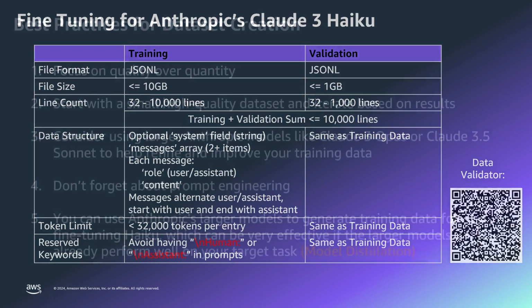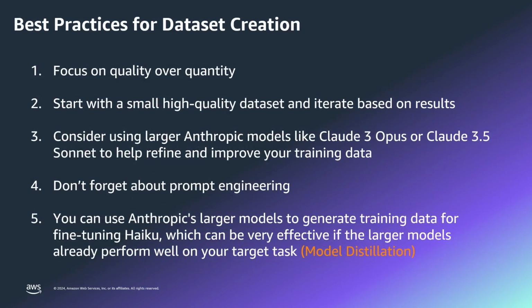So some best practices when it comes to data set creation: focus on quality over quantity. It's much better for your outcomes to have a few high quality examples, maybe 100 or 500 high quality examples, versus 5,000 of mixed quality. The better the quality, the better your results. Start with a small high quality data set and then iterate based on your results.